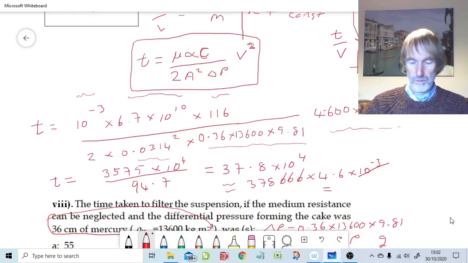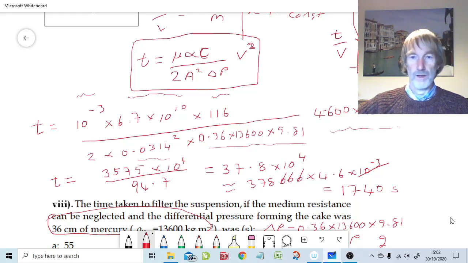And that just gives us 378 times by 4.6. That looks more like it. The answer then is 1739 in fact. So to 3 significant figures that would be 1740 seconds.